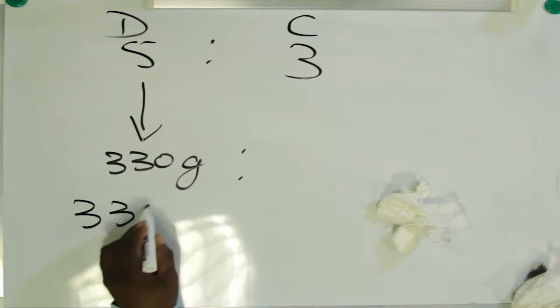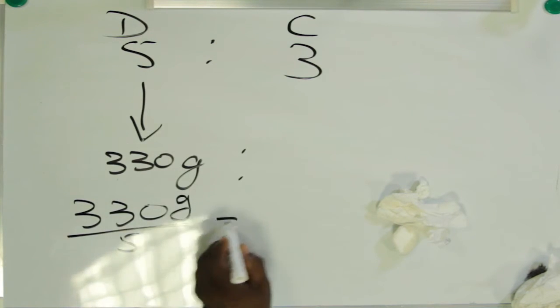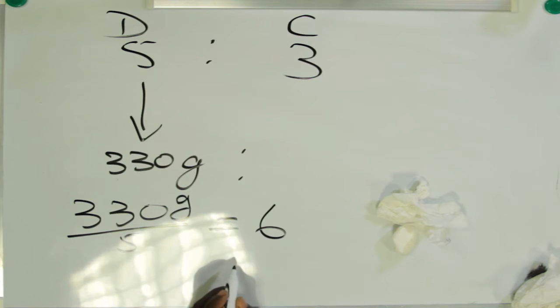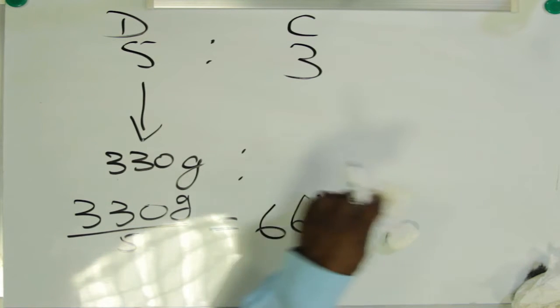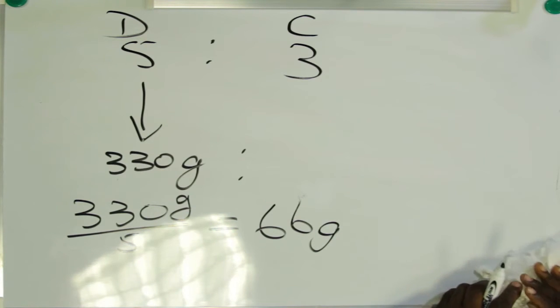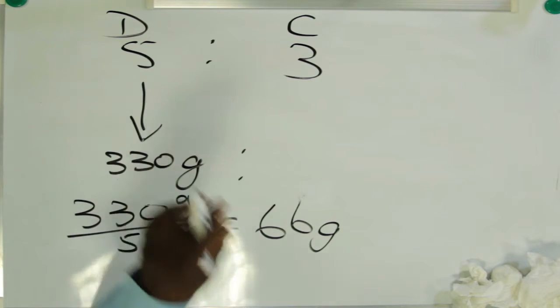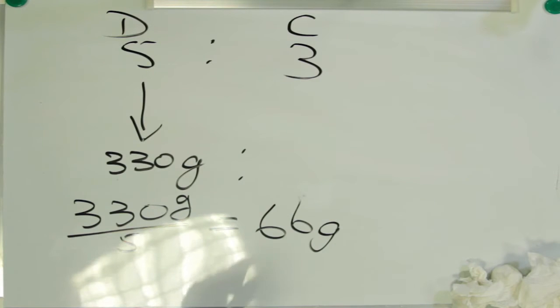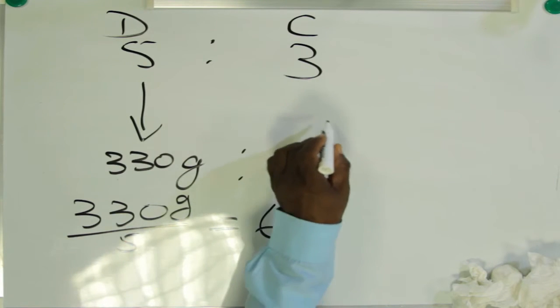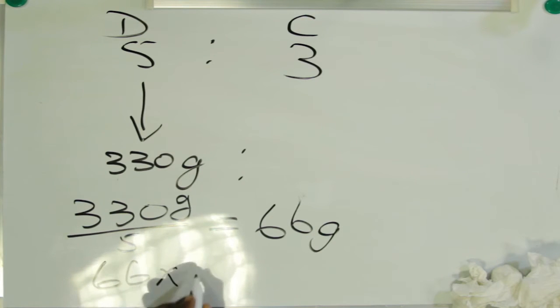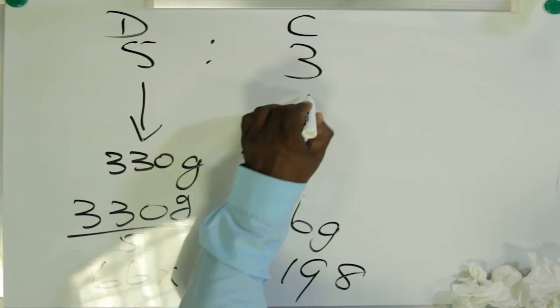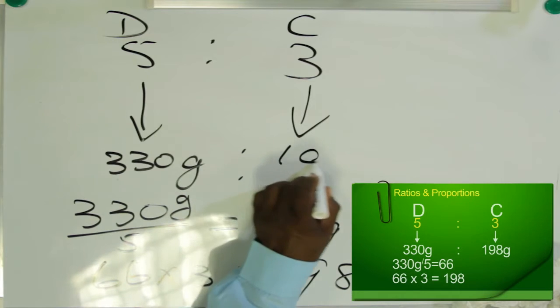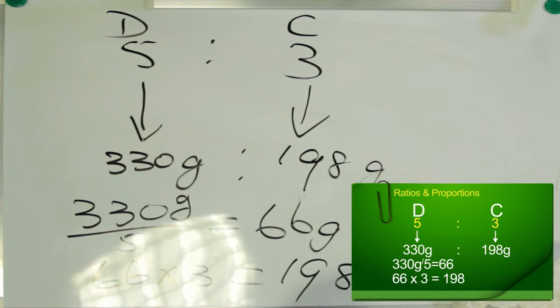So 330 divided by 5 gives us 66 grams, which is a single portion. But the dog got 5 parts and the cat got 3 parts. So the cat will get 66 times 3. 3 6s are 18, and 3 6s are 18, and 100 and 1 make 19. The cat gets 198 grams. And I have solved an interesting problem that way.